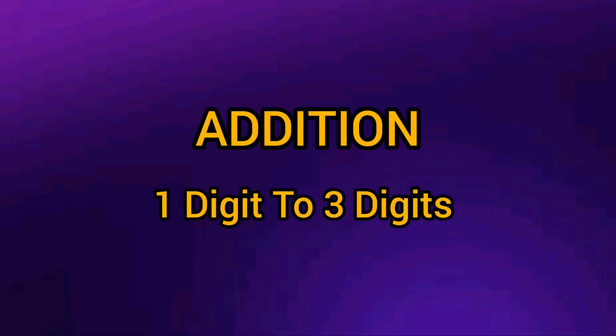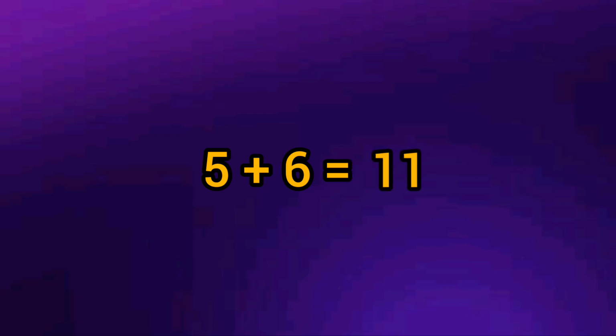Okay, let us now solve addition from 1 digit to 3 digits. Let's solve. Now let's start off with 1 digit sums. What is 1 plus 1? Obviously 2. Now that's easy. 5 plus 4? Now if we add 5 with 4, we get 9. Okay, now 5 plus 6, we get 11.